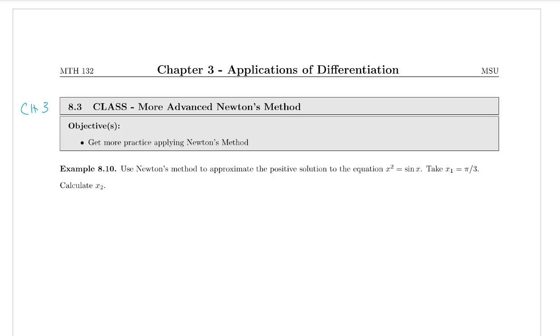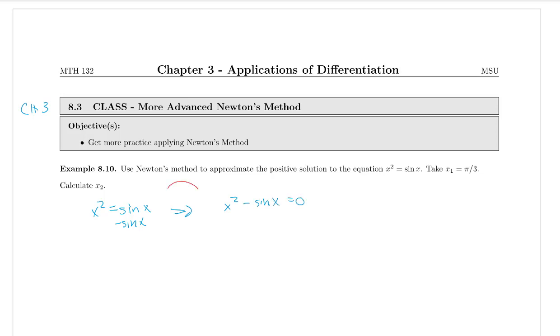with example 3.8.10, where we're going to use Newton's method to approximate a solution to this equation, x squared equals sine of x, which can't normally be solved using algebraic methods. Now remember, in order to use Newton's method, we need to construct the equation such that the number that we're trying to find is going to be a root of a function. So the way that we're going to do that here is we're just going to solve this equation for 0. If we subtract the sine of x here, we get that x squared minus sine of x is equal to 0.